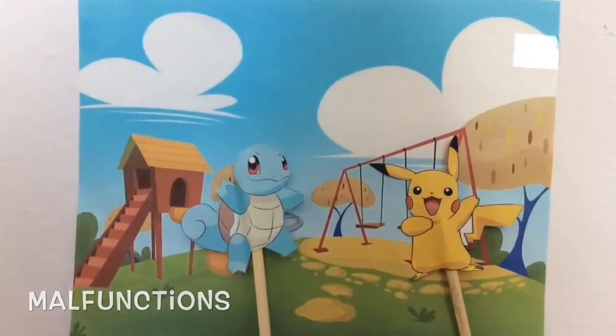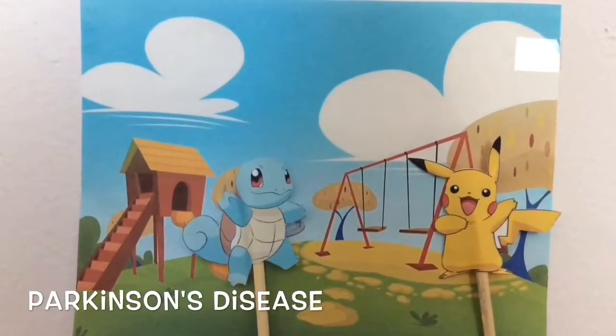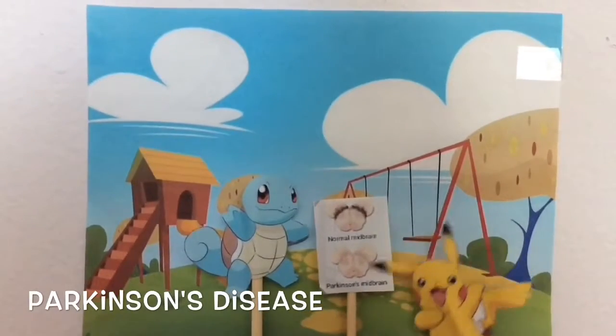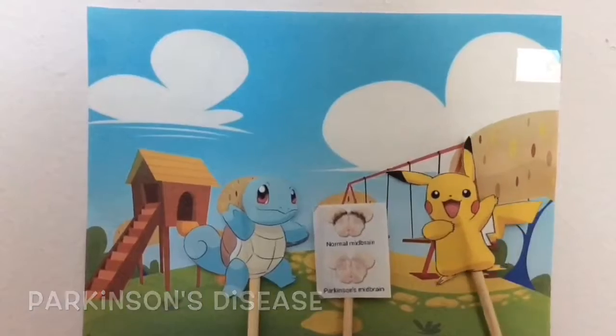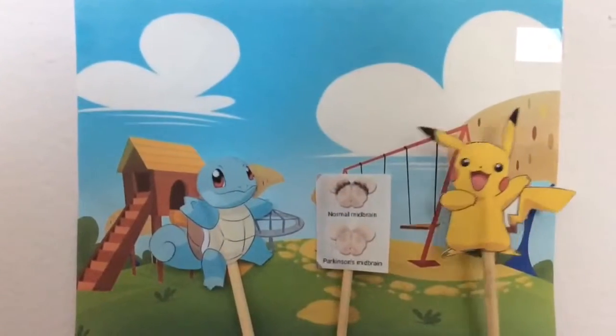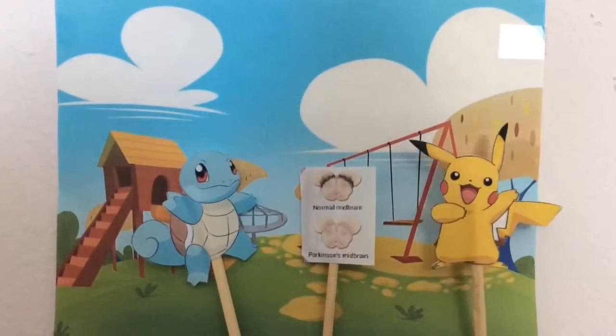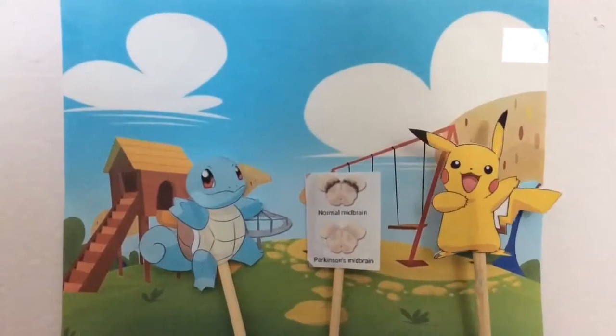One example is Parkinson's disease. Here we have a picture of the normal midbrain and a midbrain infected with Parkinson's disease. Parkinson's often starts with a tremor in one hand, and other symptoms are slow movement, stiffness, and loss of balance.